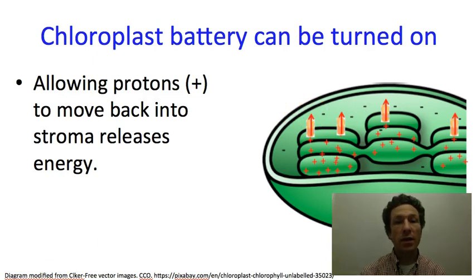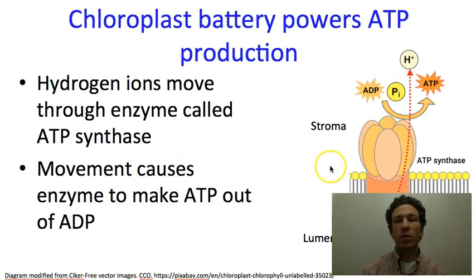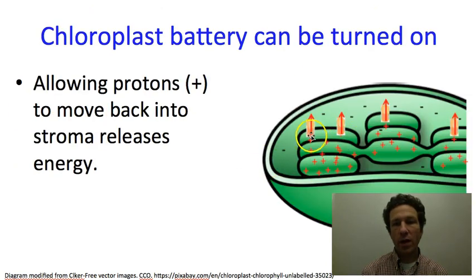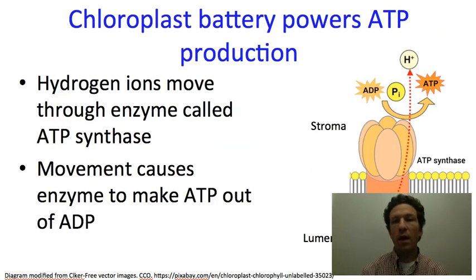We will see on the next slide that this battery will be used to make ATP. Here is a closer look at the pathway that hydrogen ions are using to leave the lumen and go back into the stroma. Up close, here's a hydrogen ion, and it is following this path out into the stroma.